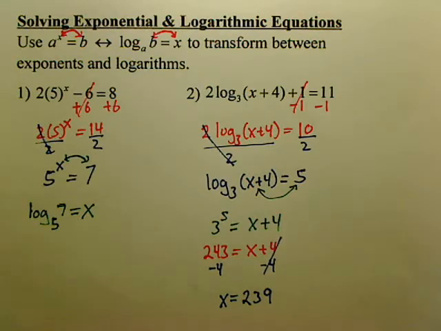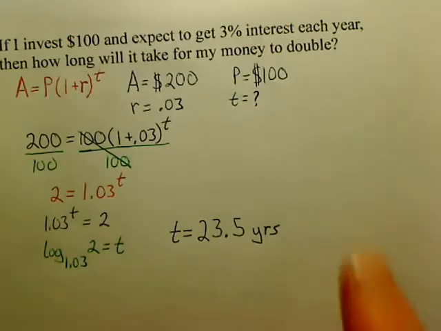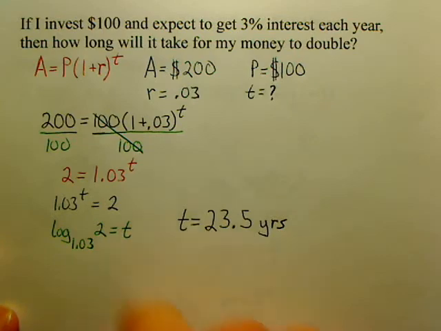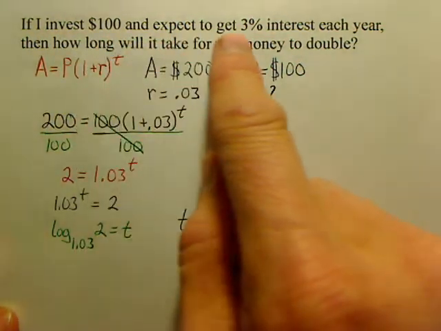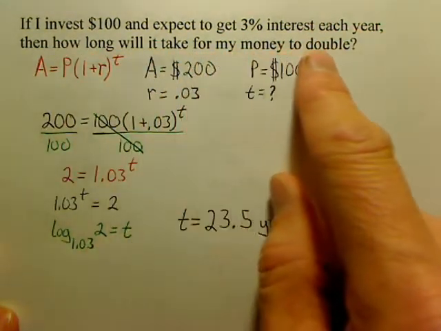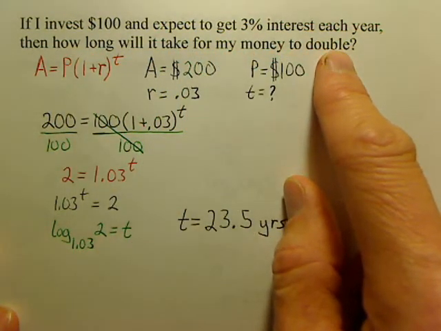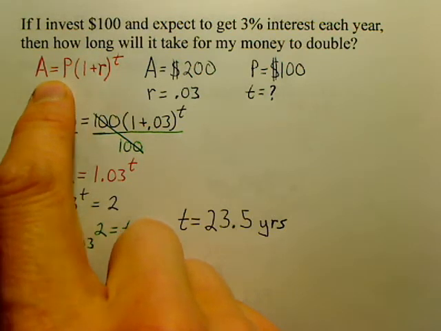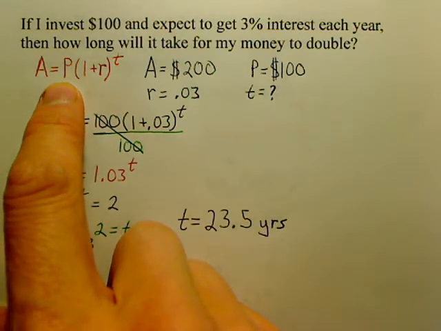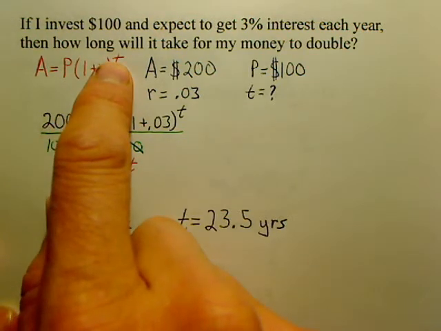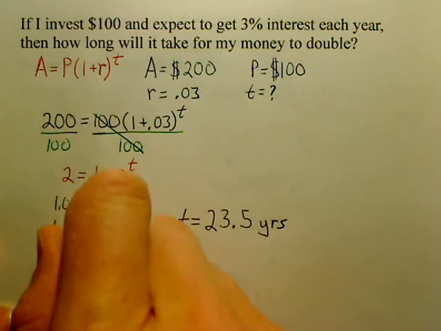Now, I want to give you a word problem that uses exponents and logs. Here we go. Ready for this one? If I invest $100 and expect to get 3% interest each year, then how long will it take for my money to double? That's very practical. This is a formula for exponential growth. Final amount equals principal, which is the initial amount, times 1 plus the rate, as a decimal, to the time power. Time is in years usually.